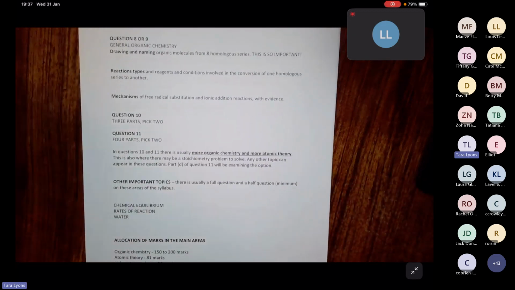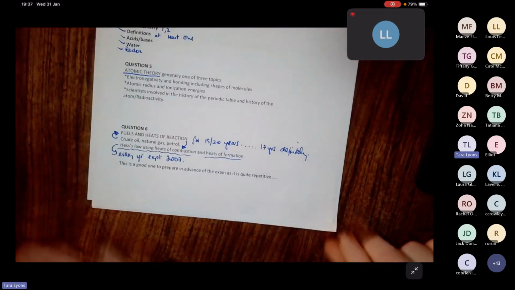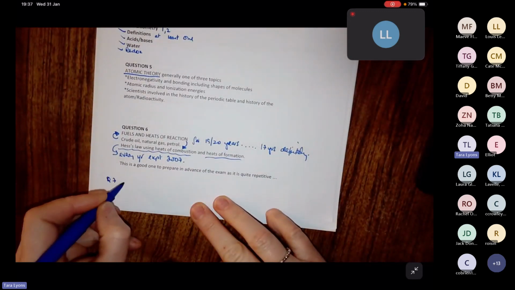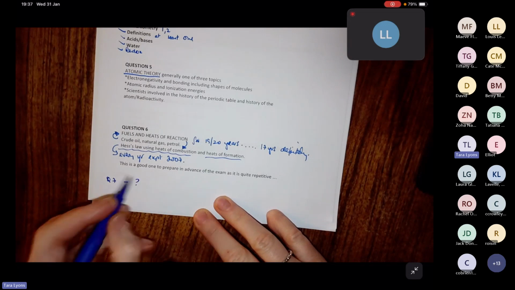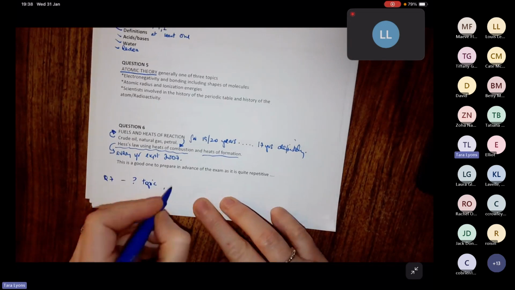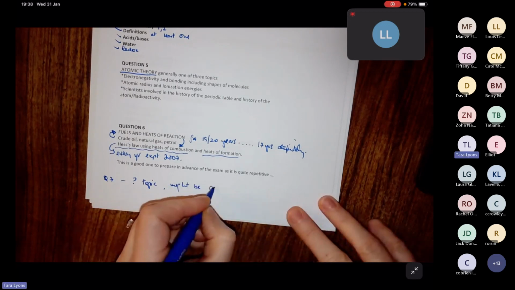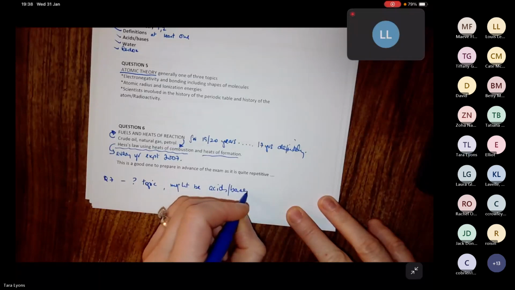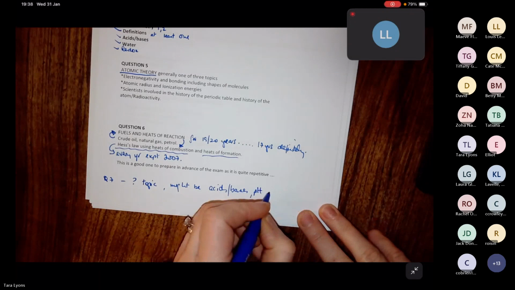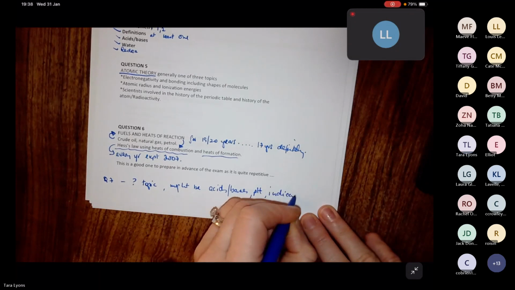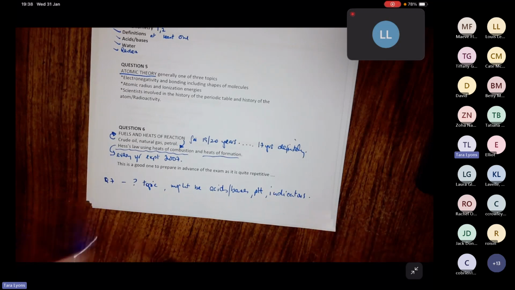Now, question 7, I've missed question 7 here, and it's not that I've missed it, but we really don't know the topic. It might be acids, bases, pH, indicators. If you look at question 7, maybe 7 out of every 10 years it's on that topic. We're not 100% sure of it. We're not guaranteed of it, but we know that it's likely to be that topic.